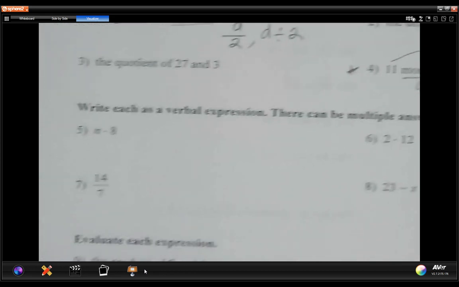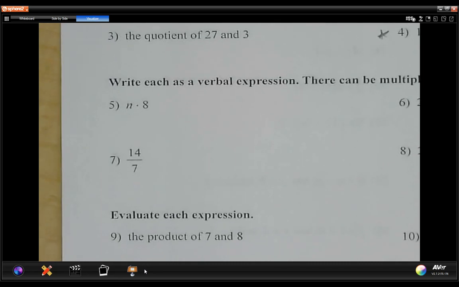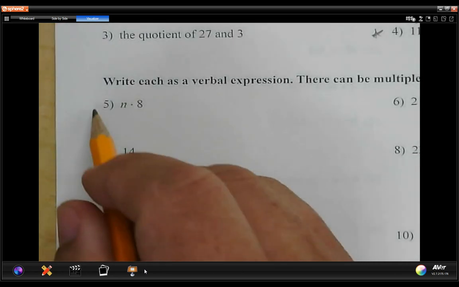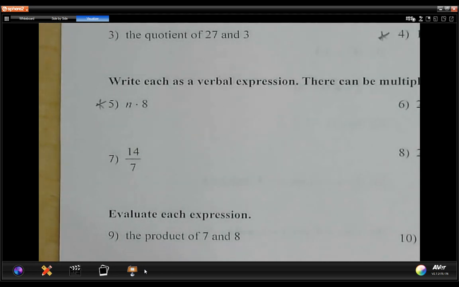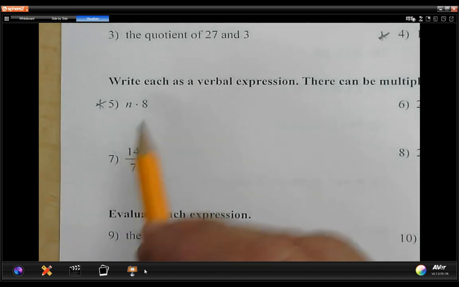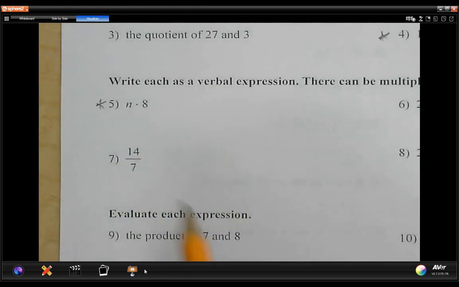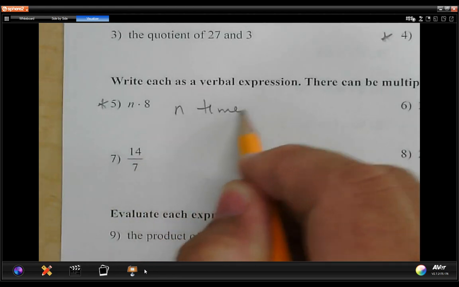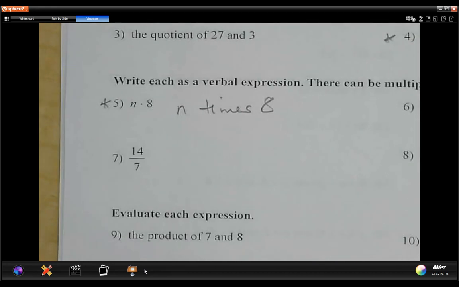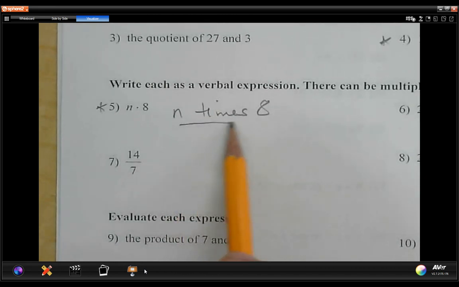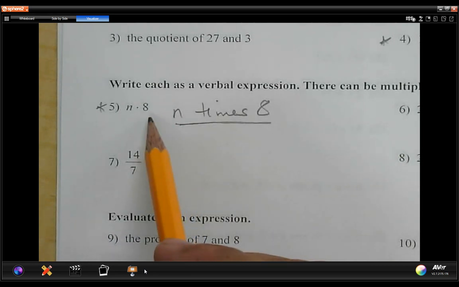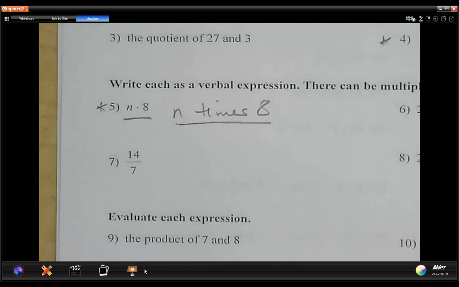Okay, let's go down to the next section. It says write each as a verbal expression. Again, don't make this complicated on yourself. A lot of you were trying to come up with the product of this times that. Just write it the way you would normally say it. I mean, me and my simple self, I would say that this just looks like n times 8, and that's fine. You could say n being multiplied by 8. You can come up with as fancy things as you want to. But as long as, again, on the test that you can pick out this phrase that goes along with this algebraic expression, then you're going to be fine.